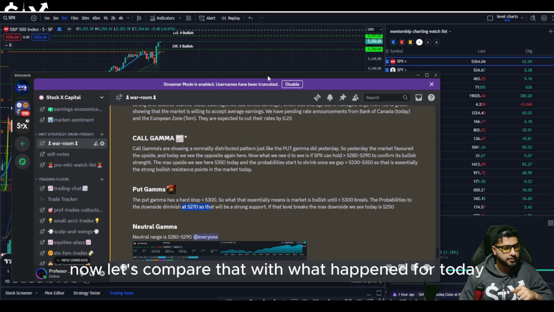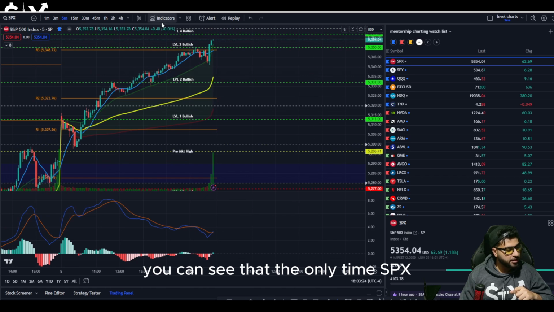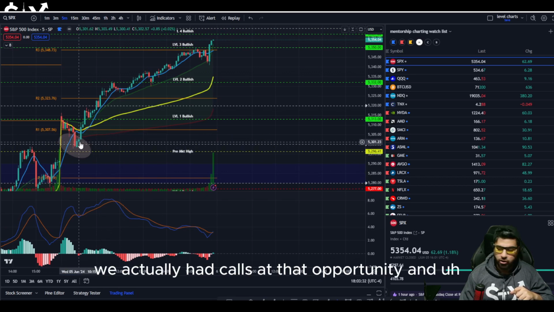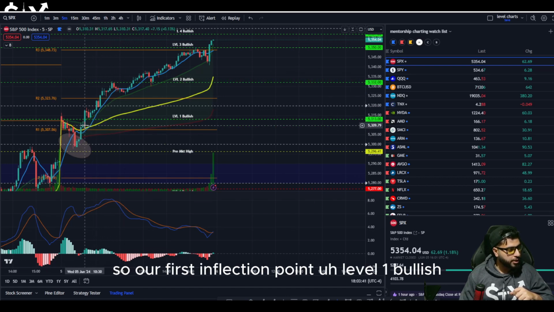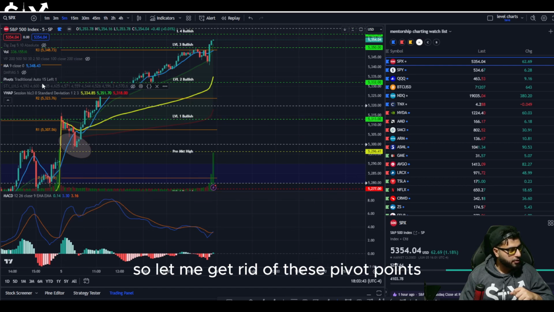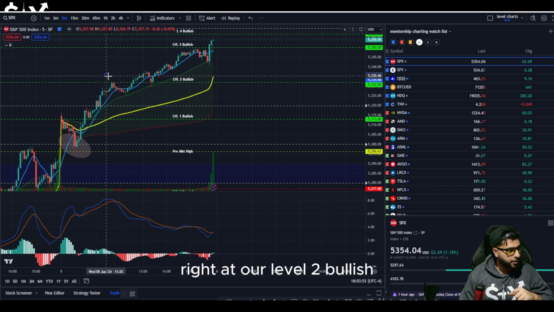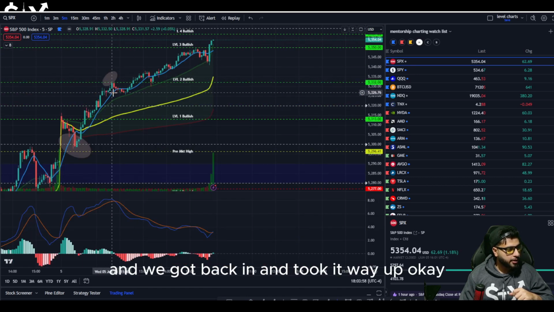Now let's compare that with what happened for today. So if we look at our SPX chart here, you can see that the only time SPX ever went lower today was in the morning, and that was right over here. We actually had calls at that opportunity, and we definitely played the upside along the way. So our first inflection point, level 1 bullish, so let me get rid of these pivot points because it's getting in the way, got broken up at around 10:30, and we saw a little bit of a pullback right at our level 2 bullish. We sold most of our stocks from that point on, and we got back in and took it way up.